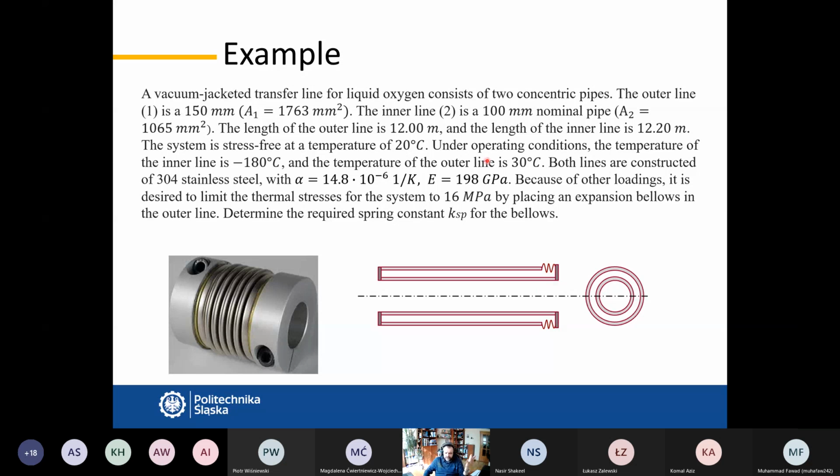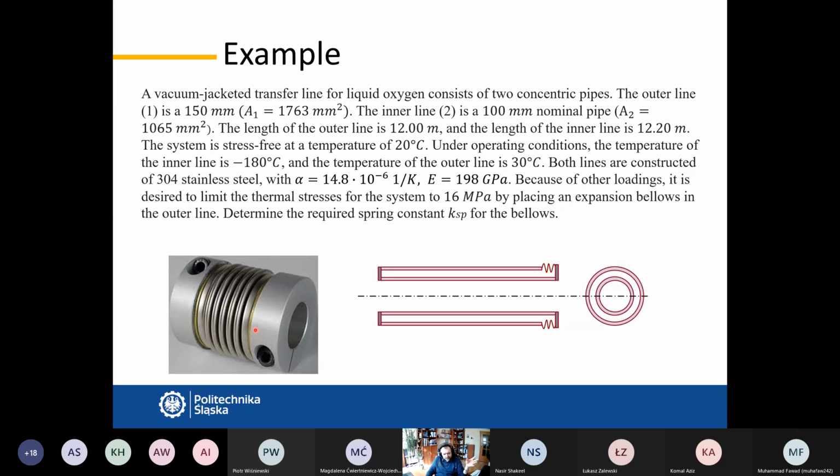We have all the information here about the geometry, about the material. You have to use the formula to determine the necessary K spring to reduce stresses. So we also know the result in stress, and we want to know what should be the spring constant for the bellows, which is mounted here.